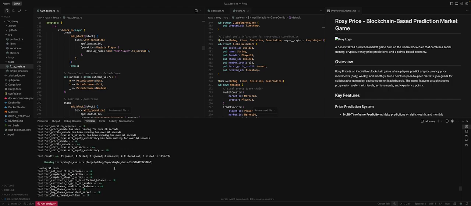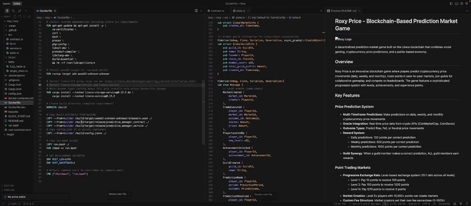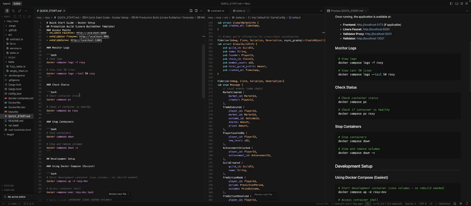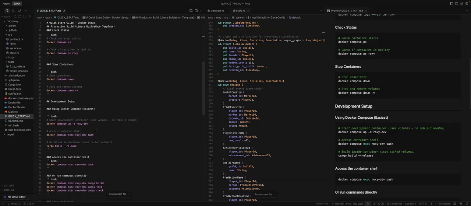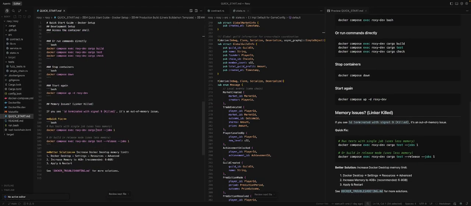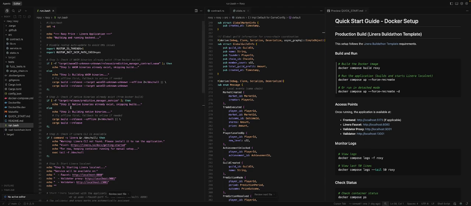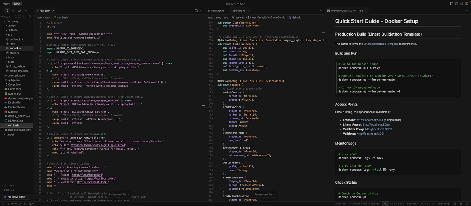So this is everything about Roxy. Let's check the Docker file, and this is the Docker file, and you can follow along with the commands. You can follow this quick start. I think this quick start is going to help on how to run the Docker, and also the run.bash. Everything is okay.